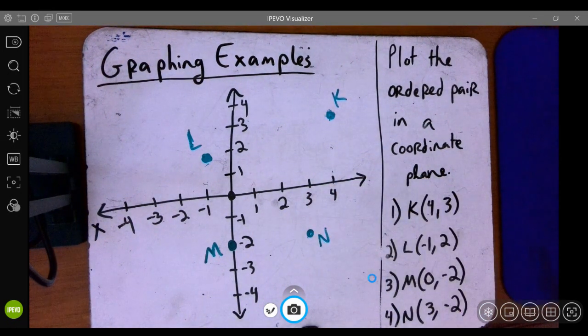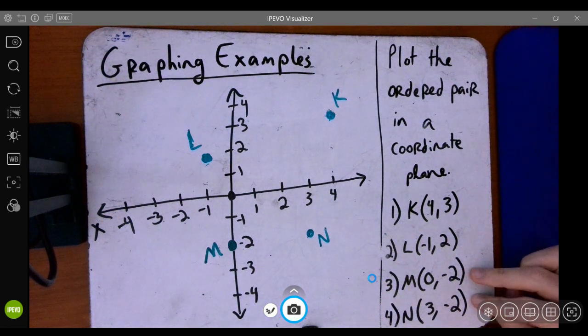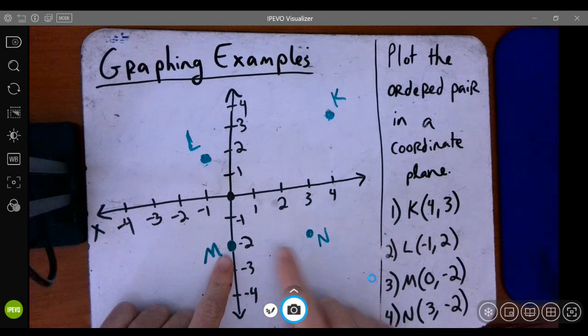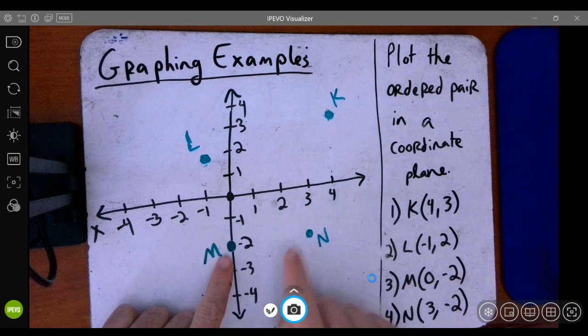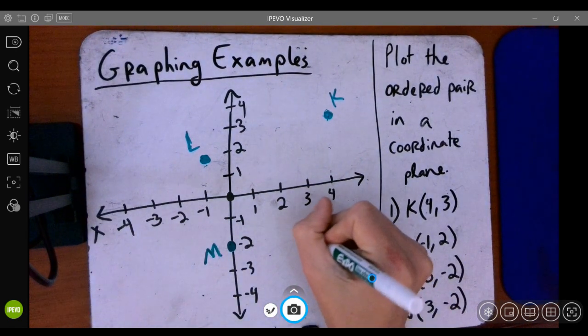And then this may also be interesting. M and N both had a y-coordinate of -2, and you see that both of them are at the same level, I guess. Like they've both gone down 2 spaces from the original x-axis. So even though they had different x-coordinates, that's how you can see that they had the same y-coordinate, which is a little bit interesting.